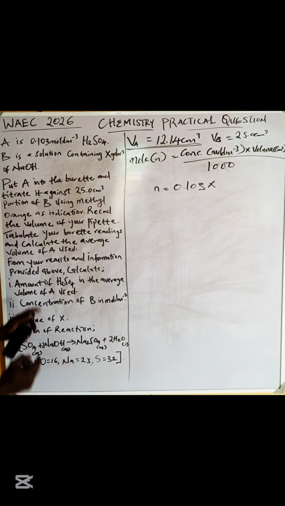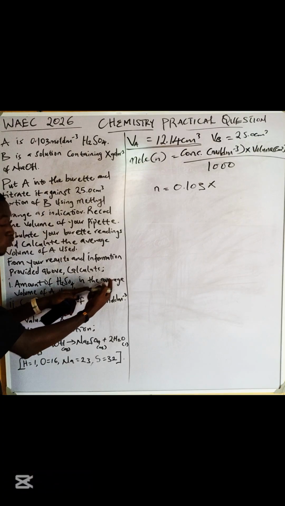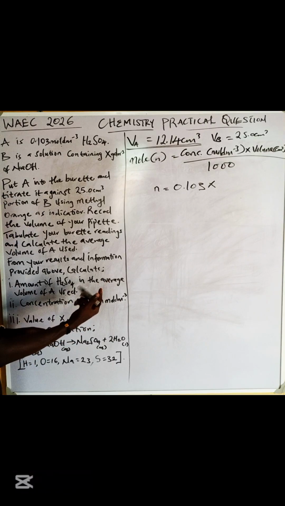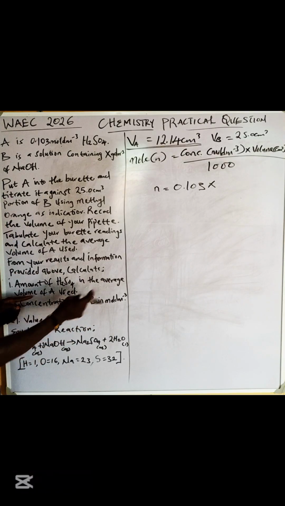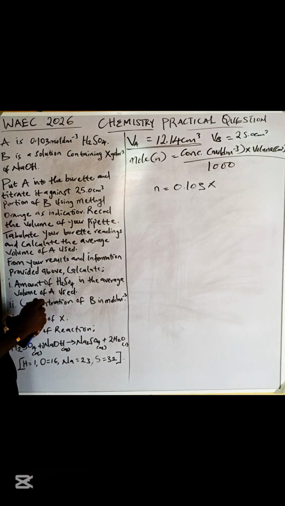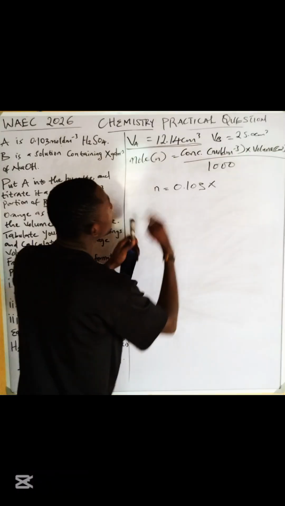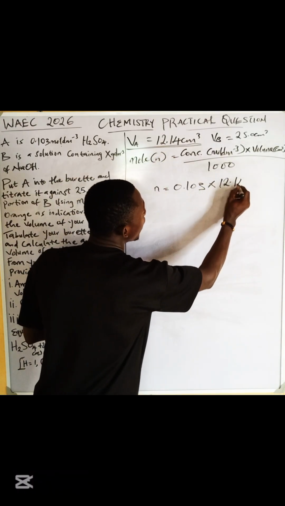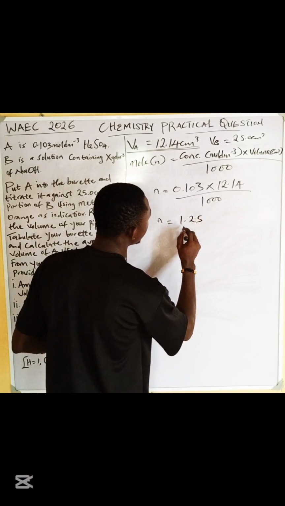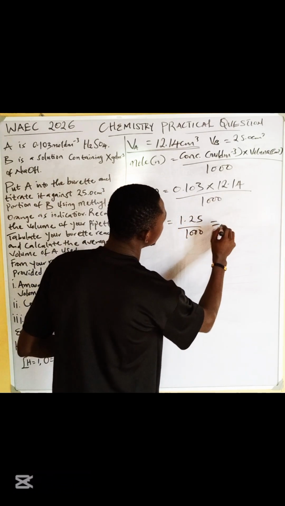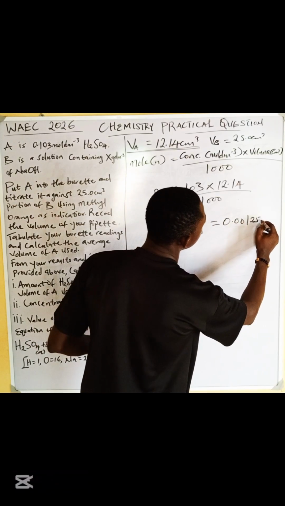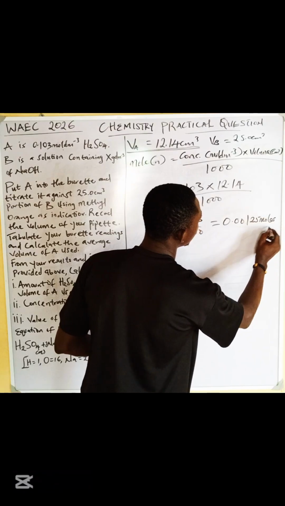Now sometimes they can say amount of H2SO4 in 23 cm cube, or they can decide to give you the volume here by themselves. But if they did not give you, they will say the average volume of A. So that means you are going to use the volume of the average, as that's the average volume of acid that is used. So multiply by 12.14 divided by 1000, which is going to give you 0.00125 moles.